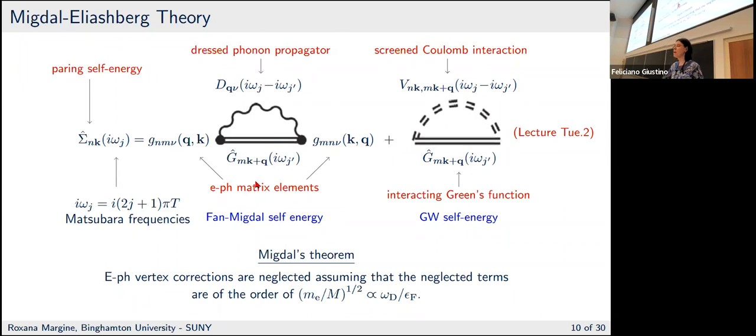Basically it means that we neglect all phonon vertex corrections on the assumption that the square root of the ratio of the electron mass to the ion mass is small. This is of the order of the ratio of the Debye frequency to the Fermi energy. Of course, in materials where electron and phonon energies are comparable, non-adiabatic effects would be important, and this approximation may fail.